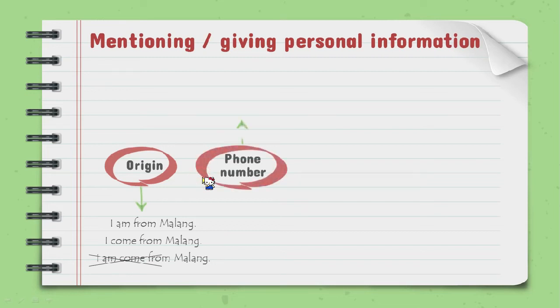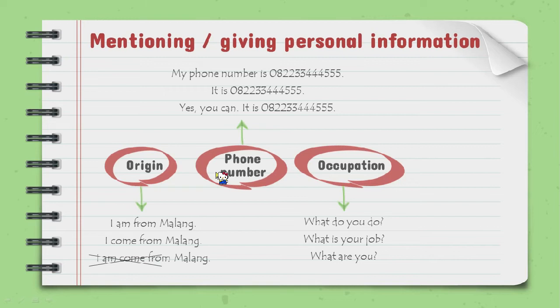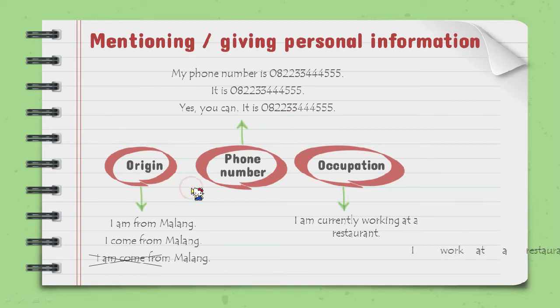When someone asks you about your phone number, for example, what is your phone number? Okay, you may say my phone number is 082 and so on. Or when someone asks you, can I have your number please? You may answer, yes you can, it is and so on. Remember, you have to answer in a polite way. Next, it is about occupation. When you are asked about your job, occupation, profession, you can simply say, I'm currently working at a restaurant, for example, or I work at a restaurant, at school, etc.